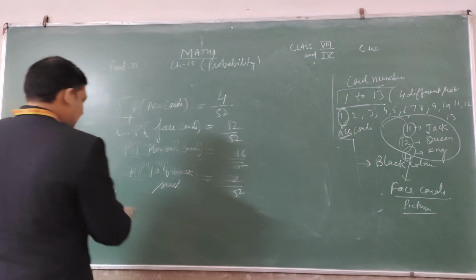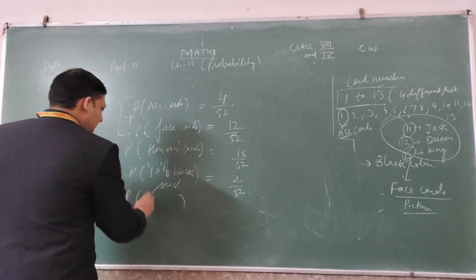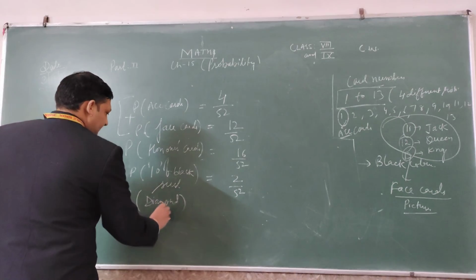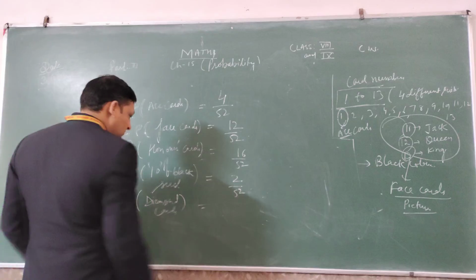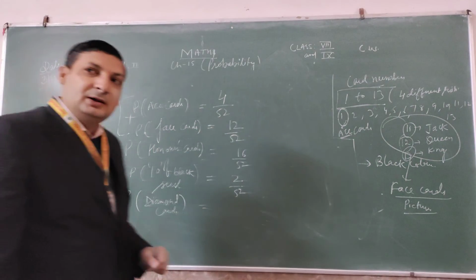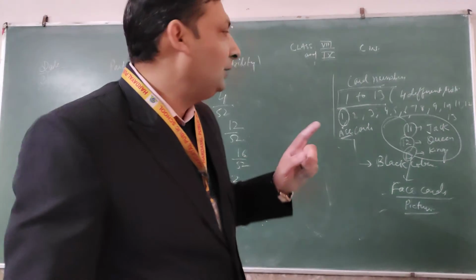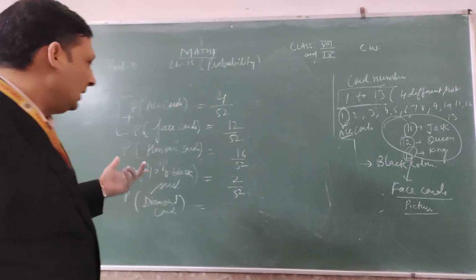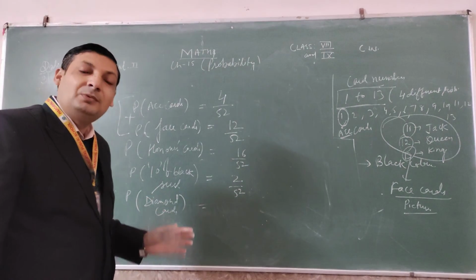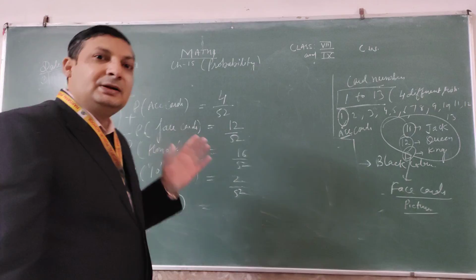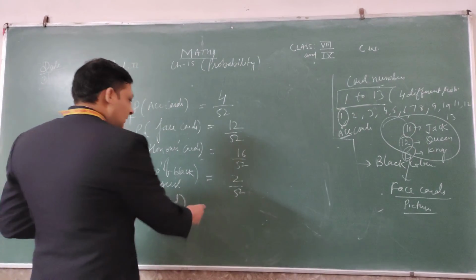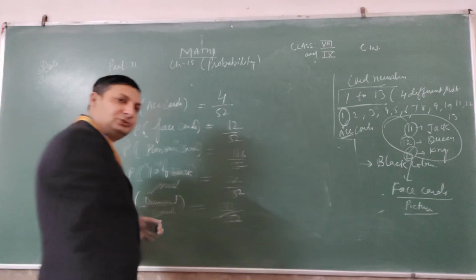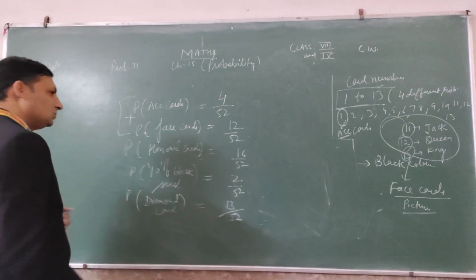Next question I will take: probability of diamond card. So dear student, very interesting question. See, probability of diamond card. I have not written any particular name. The probability of 13 means king of diamond, but I have written only probability of diamond card. So I have told you total 13 diamond cards are in the deck of cards. 13 by 52. That is the solution. Next question we will take.